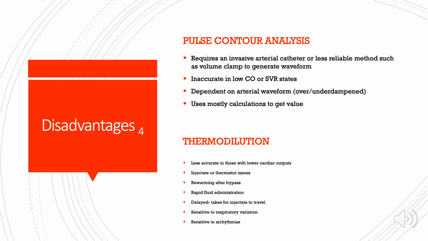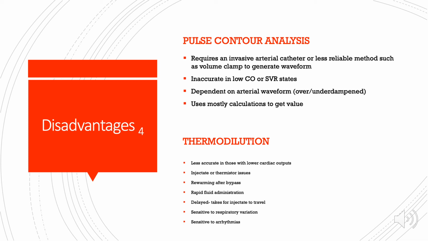For thermodilution, the disadvantages are it's less accurate in those with lower cardiac outputs. You can have injectate or thermistor issues. You have to be careful with rewarming after bypass or rapid fluid administration because that can make your results less accurate. There is a little bit of a delay, the time that it takes for the injectate to travel from the right atrium all the way to the pulmonary artery and get read. So it's not beat to beat quite like an arterial line. It's also sensitive to respiratory variations and arrhythmias.